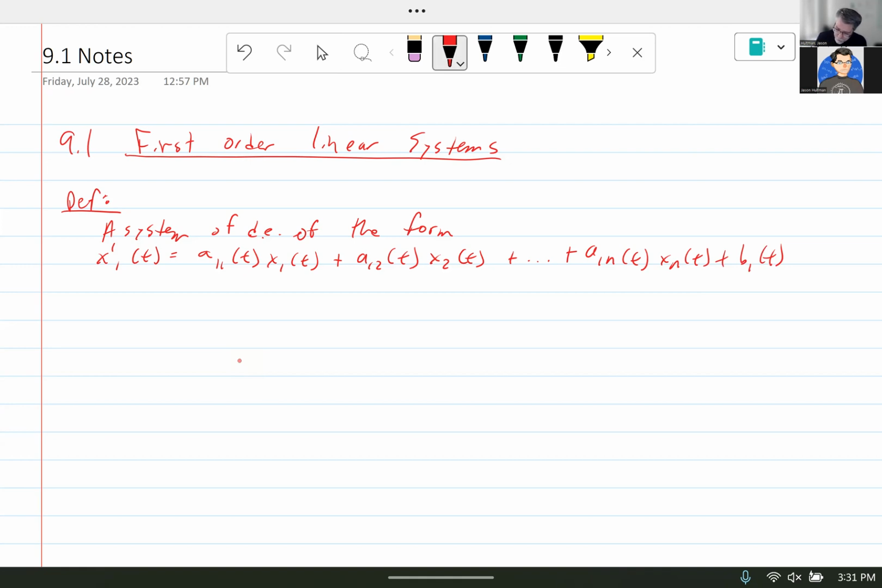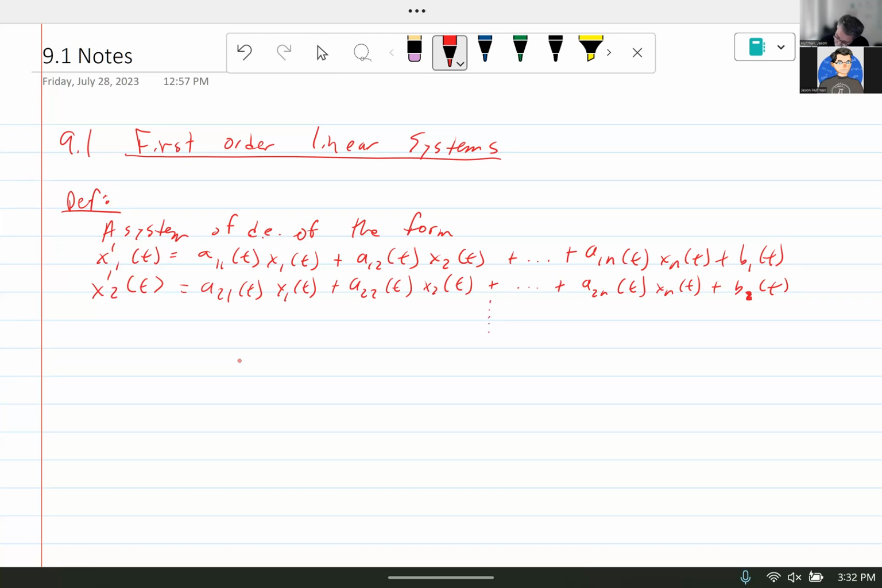Okay, so we have a first order linear differential equation in terms of t. And then we have another one, x prime 2 of t is equal to a21 of t x1 of t plus a22 of t x2 of t plus dot dot dot plus a2n of t xn of t plus b2 of t. So I have two differential equations, x1 prime, x2 prime.